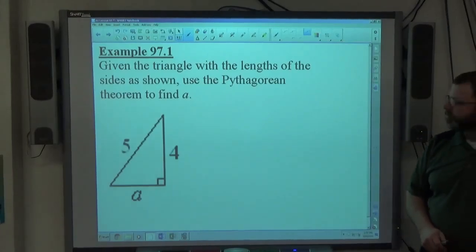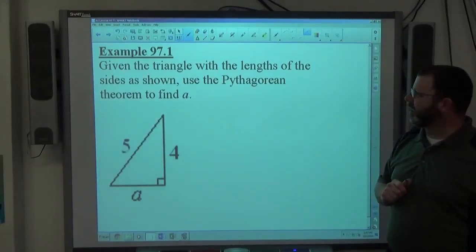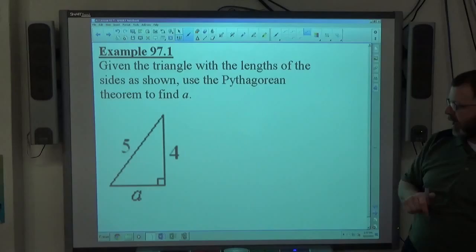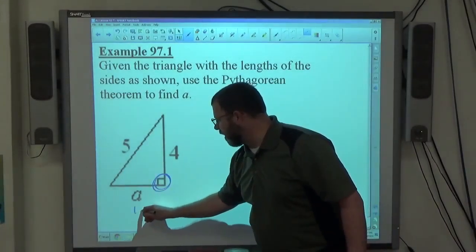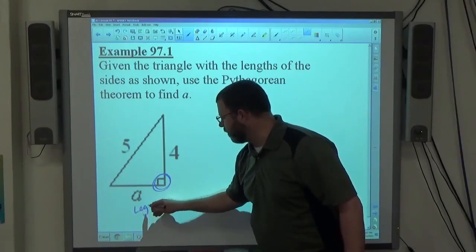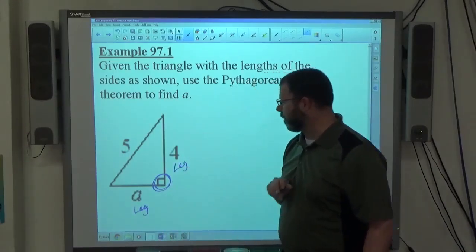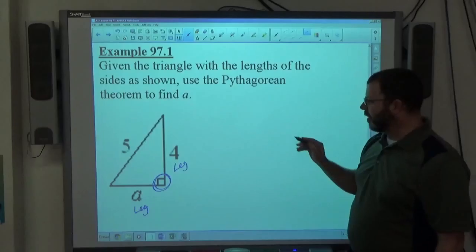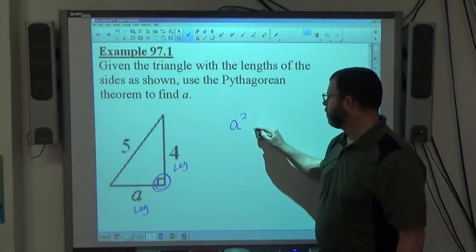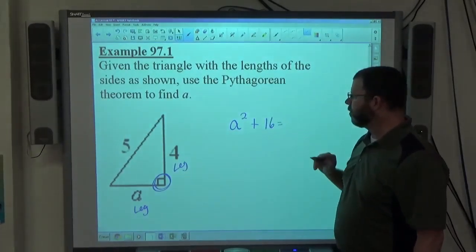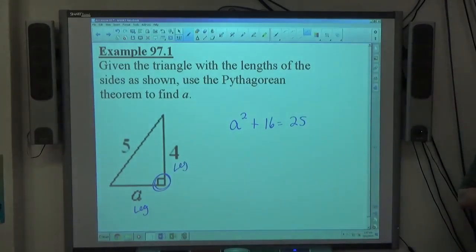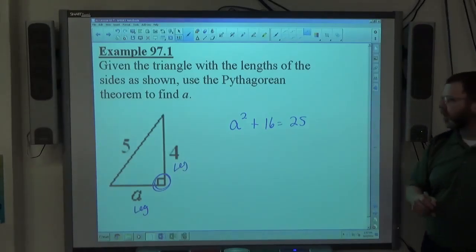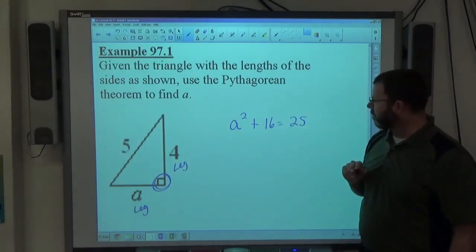So example 1, given the triangle with lengths of the sides shown, use the Pythagorean theorem to find A. Identify the right angle, so you can identify leg, which is A, and leg, which is 4. And the Pythagorean theorem states that we take leg squared plus leg squared is equal to hypotenuse squared. You're welcome to square those things in your head, or if you don't know what something squared is, write it squared and just use a calculator. 4 squared is 16, 5 squared is 25.